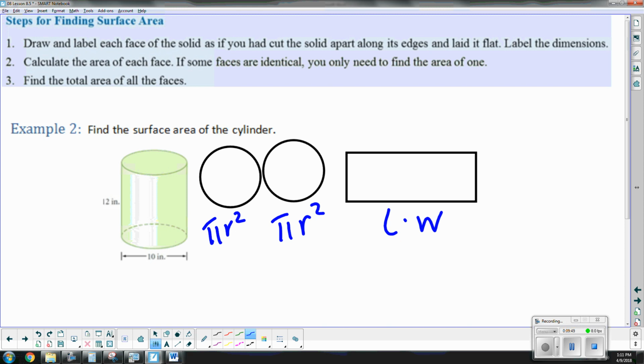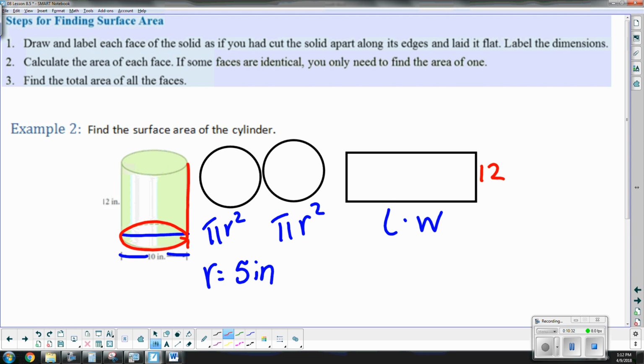Now pi r squared, we need to find the radius. So right now we have this distance, that covers across the circle. So in this case, our radius is 5 inches. The radius is half of the diameter. And then if you think of the length of this rectangle, we're going to call the width 12. We're going to say this is 12. That's how tall it is right here, 12 inches. But the length of the label has to go all the way around the circle.